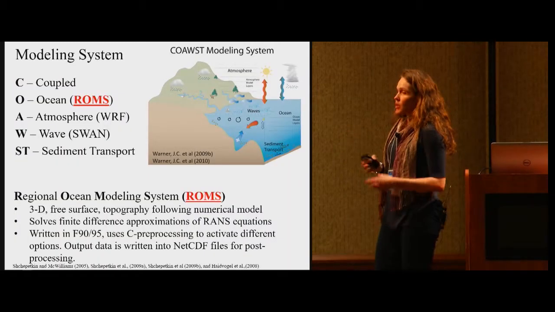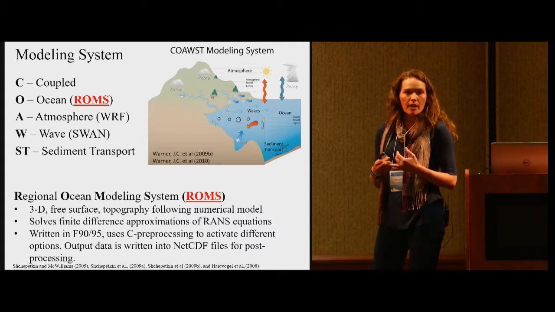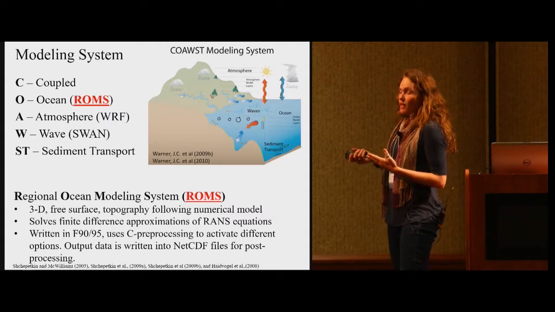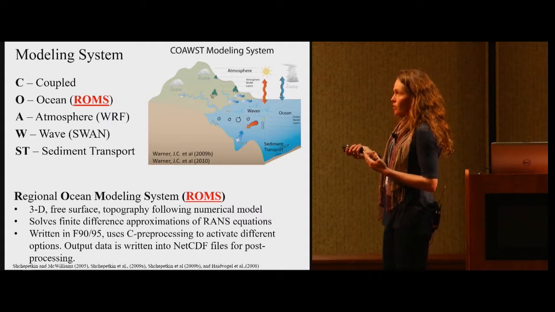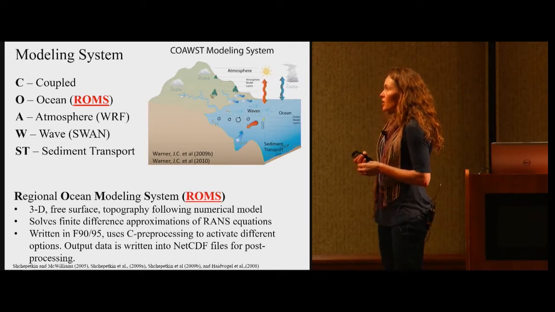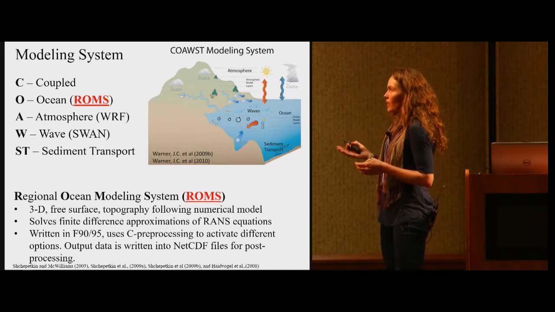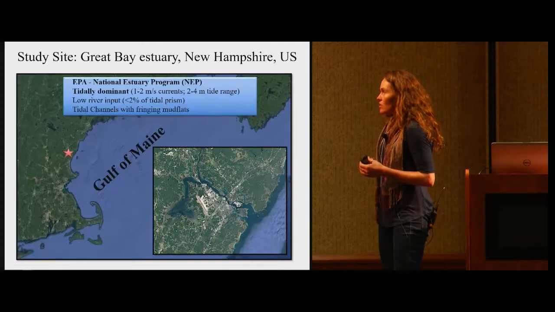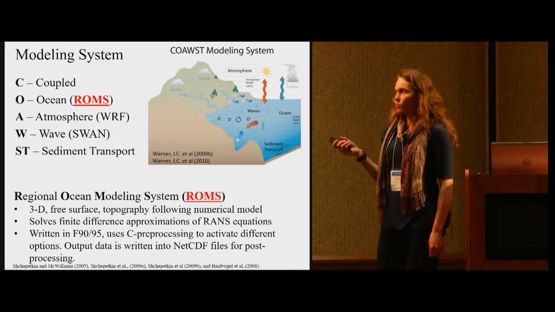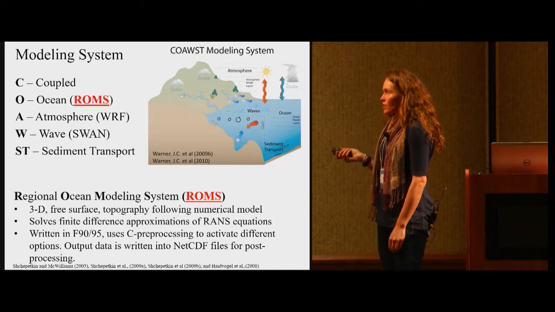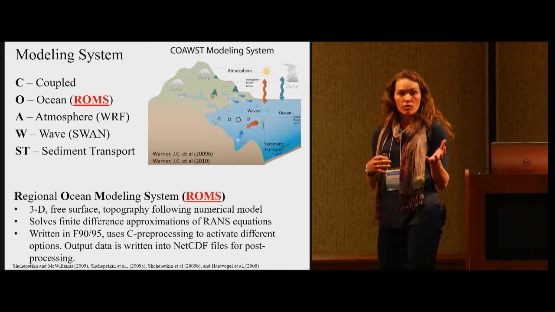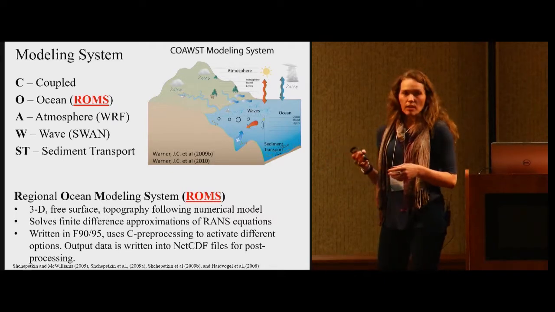So the modeling system I use is COAWST. It's a coupled ocean atmospheric wave and sediment transport model. Since I'm only looking at the tides, I've only turned on the Regional Ocean Modeling System, the ocean model in this case, which is a 3D free surface terrain-following numerical model. It solves the Reynolds-averaged Navier-Stokes equations with finite differencing. The code is written in Fortran and uses some C preprocessing to activate different outputs that you choose. And the output data is written in NetCDF.